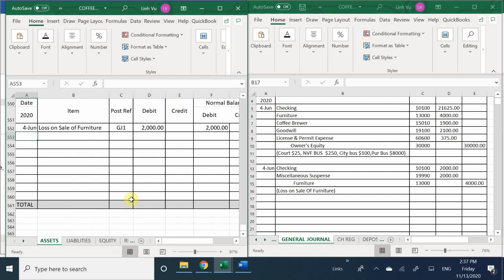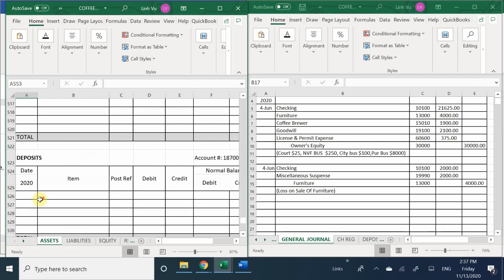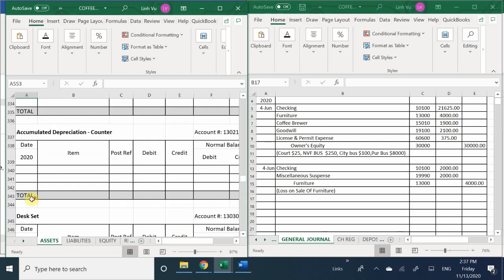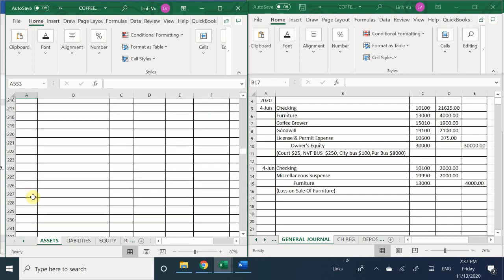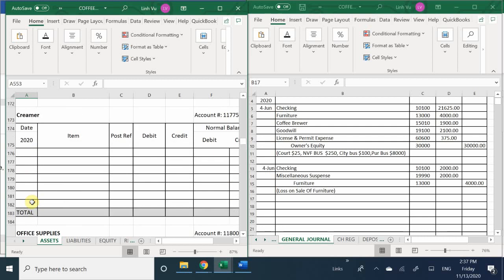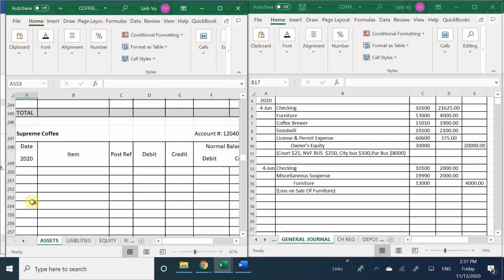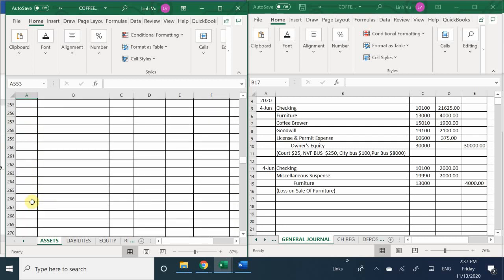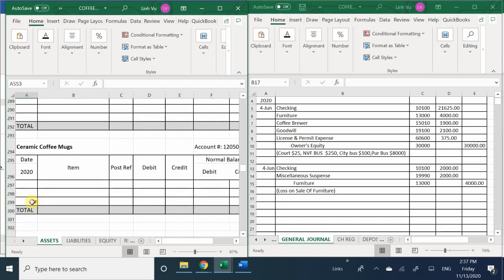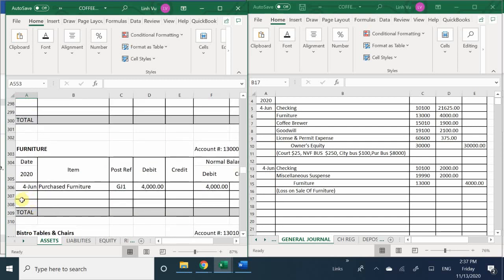Then my very last account is going to be my furniture. So I'm going to scroll all the way up to where I can find my furniture. Usually that one should be after inventory. Okay, here you go, furniture. This is where we now indicate that I sold the furniture.